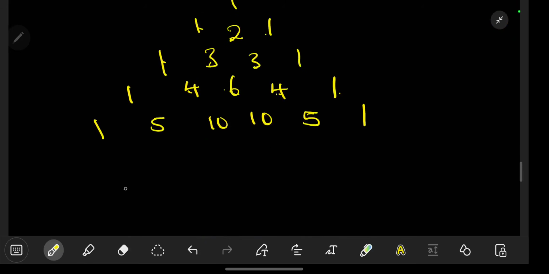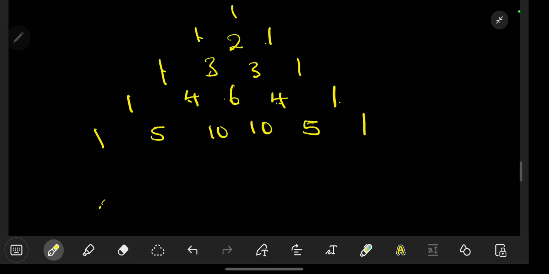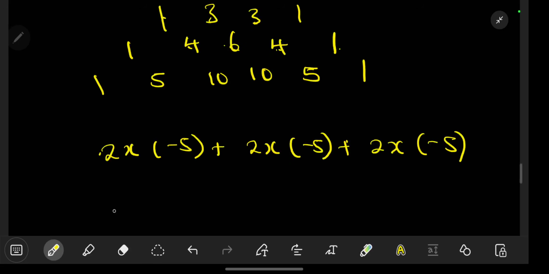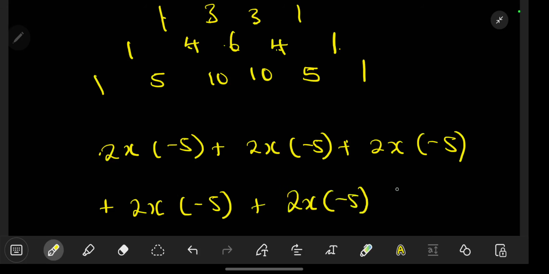So we have our (2x, negative 5) like that. Leave some space. You write (2x, negative 5) plus (2x, negative 5). Write like this. You can see how I'm leaving space. Then you have your (2x, negative 5) plus (2x, negative 5), and finally your (2x, negative 5) like that.